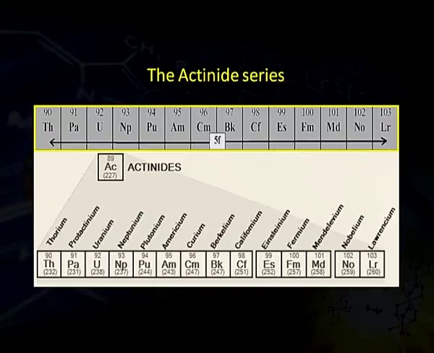This is the group of actinide elements starting from thorium up to lawrencium. It is thorium, protactinium, uranium, neptunium, plutonium, americium, curium, berkelium, californium, einsteinium, fermium, mendelevium, nobelium and lawrencium.